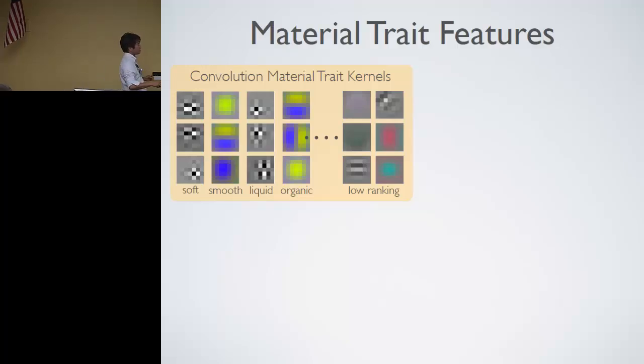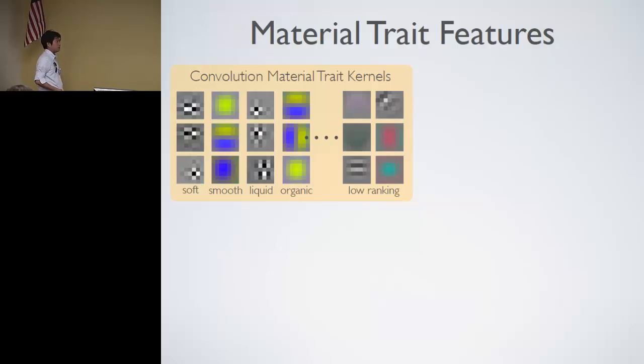And you can see that if we sort these kernels based on the frequency they fire for each of the different visual material traits, they actually try to represent the characteristic appearances of these traits, like soft and liquid are checking for the presence or absence of these complex gradients in local regions, whereas smooth and organic are checking for the presence or absence of these bigger gradients.